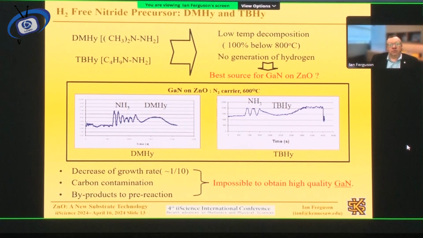One of the things that we could look at doing is actually remove the ammonia. So what we have with these sources, dimethylhydrazine and the t-butylhydrazine, is a chemical where in essence we've removed a lot of the hydrogen in the system, and we've gone to something that's actually more nitrogen-based as well. The issue we had is that if we actually used these layers, our growth rate when we switched over went down by at least a factor of 10, and also what we found was that we did get contamination, that we would actually incorporate carbon into those layers, which actually made them fairly useless.